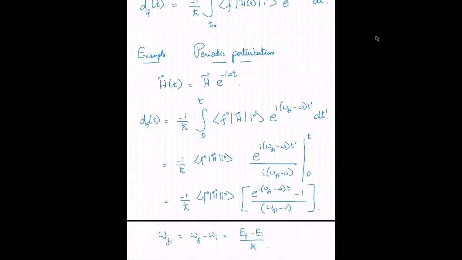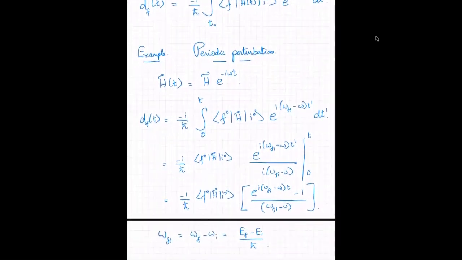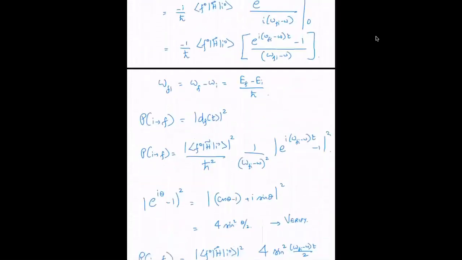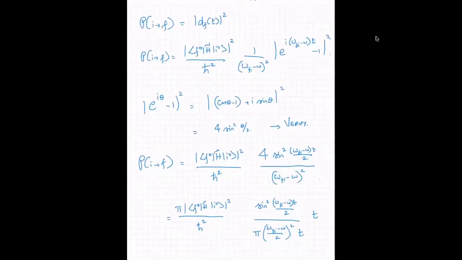Okay, so then we generalized, we took a specific example of periodic perturbations, right? So we took h tilde of t to be some h tilde, which on the right hand side is only dependent on space, and all the time dependence is in the periodic part e to the minus i omega t. We simply plug this into the formula for d f of t, and then we evaluated the probability of such transitions by calculating the absolute square of d.